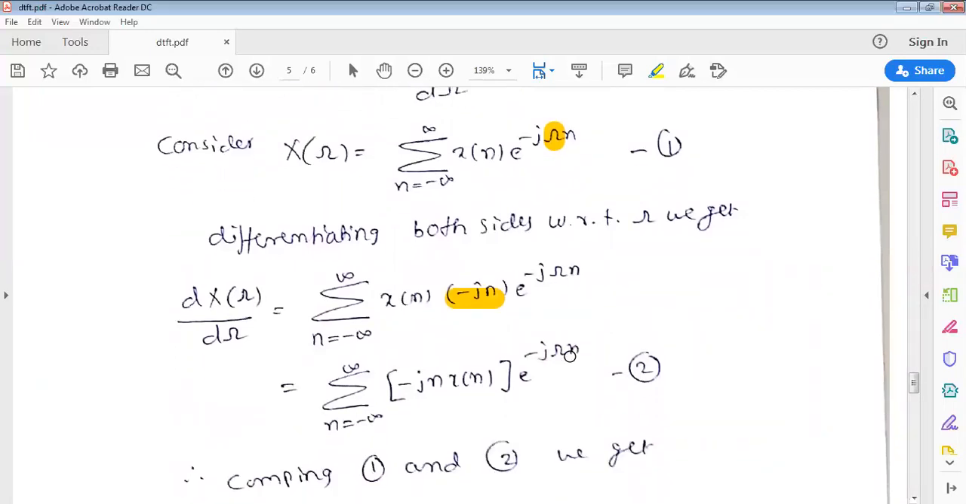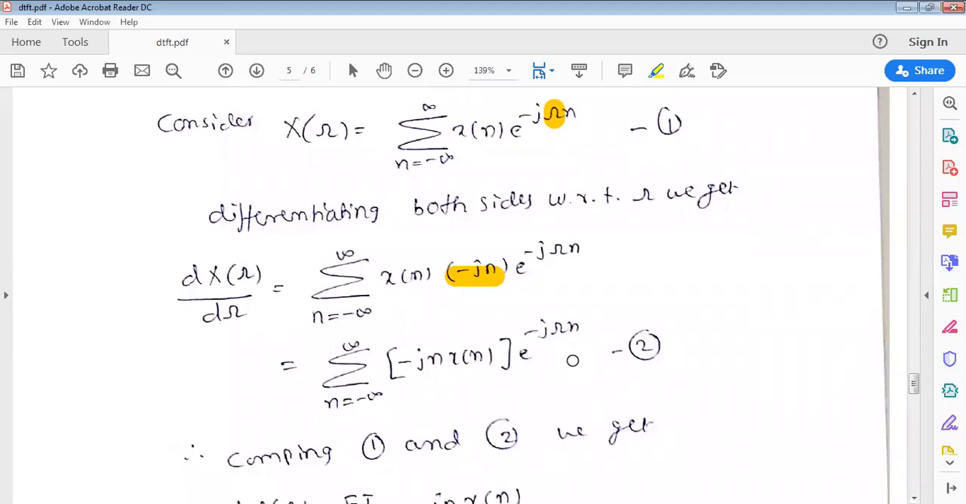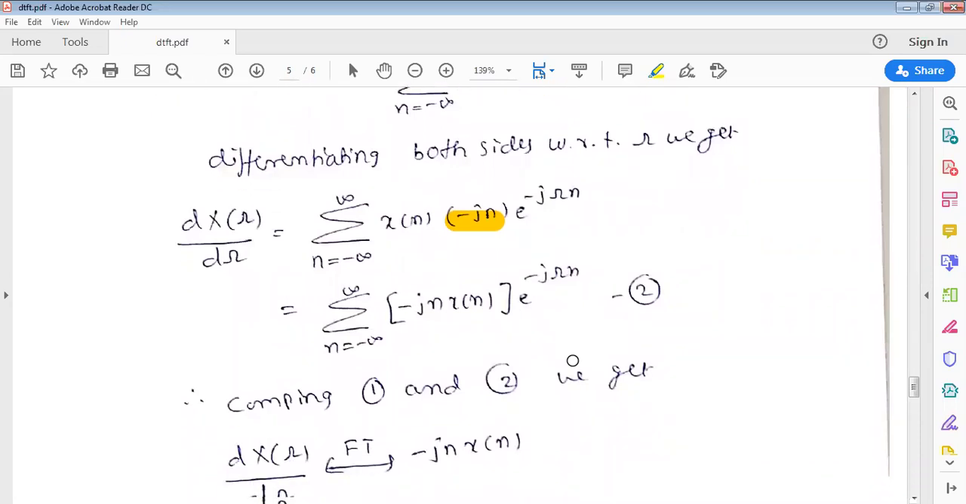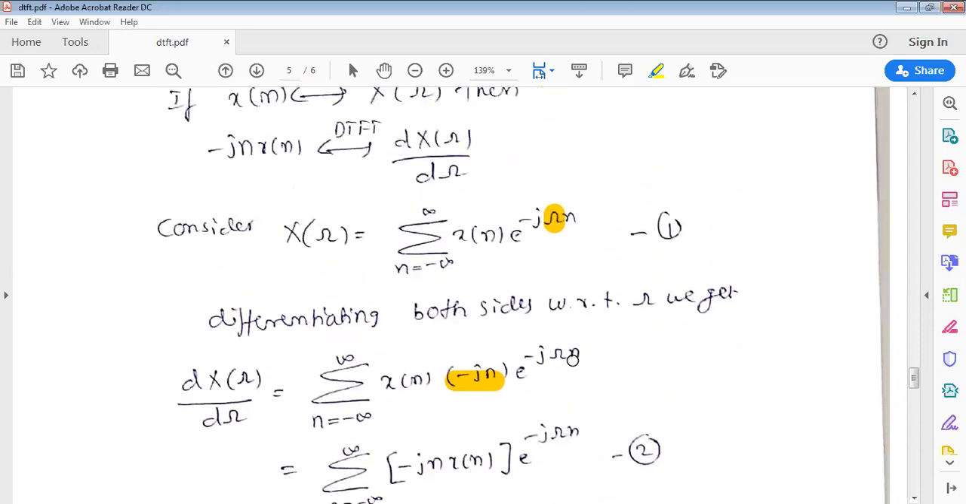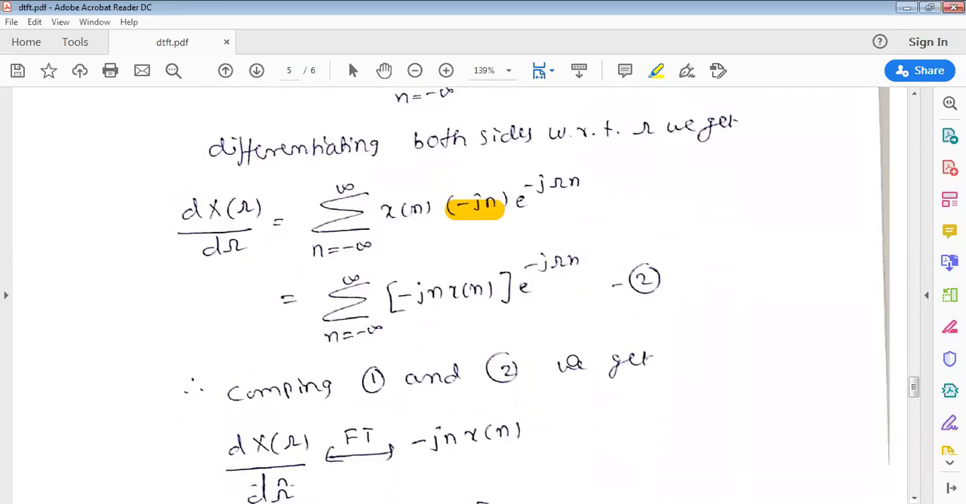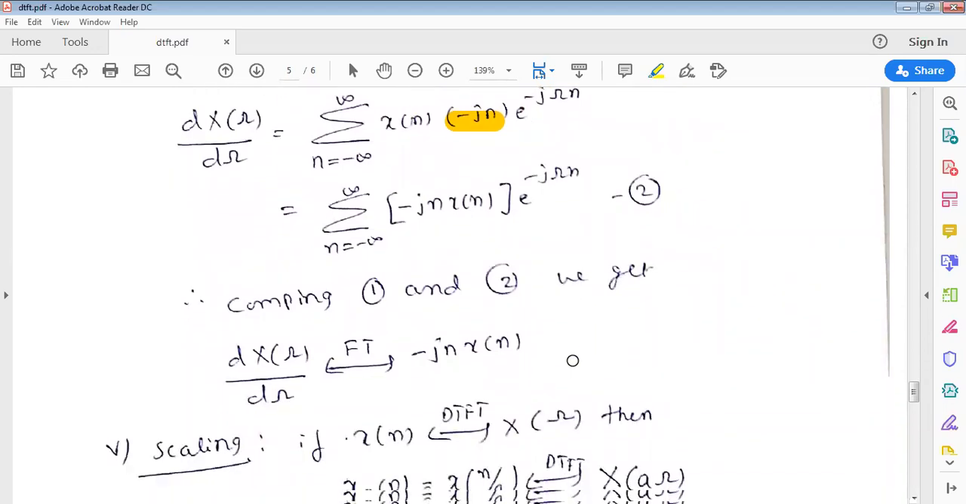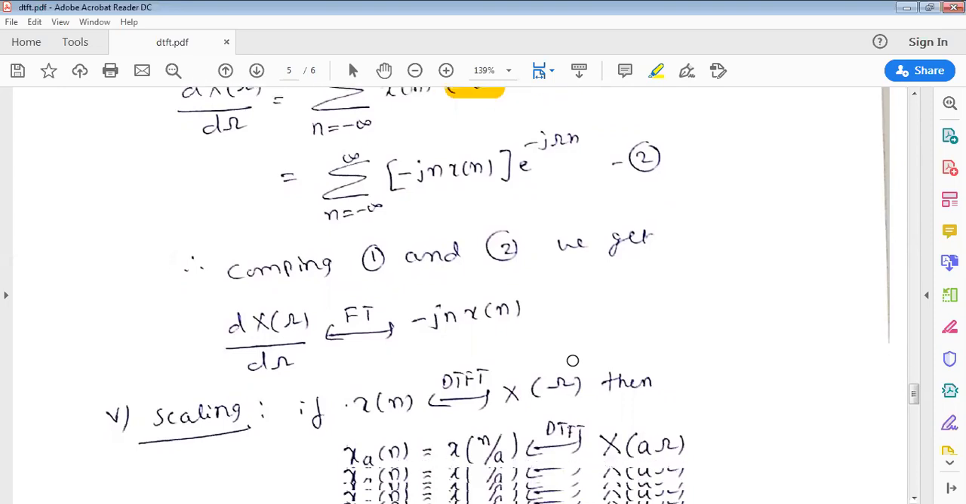I'll rewrite this summation as minus jn x of n into e power minus j omega n. It is nothing but x of n into e power minus j omega n only, but instead of x of n, I have minus jn x of n. So when you compare with equation 1, which is x of n into e power minus j omega n, the only difference is x of n gets replaced by minus jn into x of n. So minus jn x of n Fourier transforms into dX of omega by d omega. Okay.